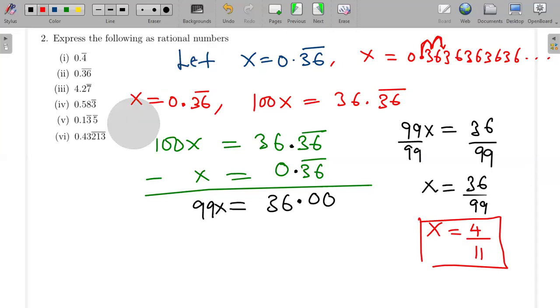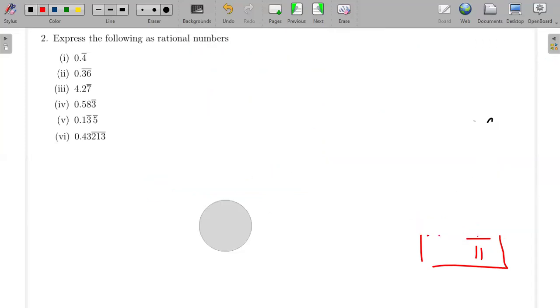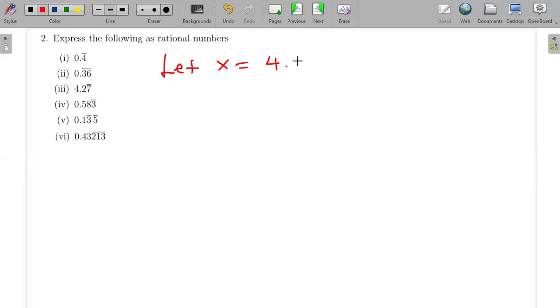So let's look at the third one using the same principle. The third one, we're going to say let x be equals to whatever you've been given. Now this one is a good question, because it's different from the first two. You see here that the bar is only on the 7.